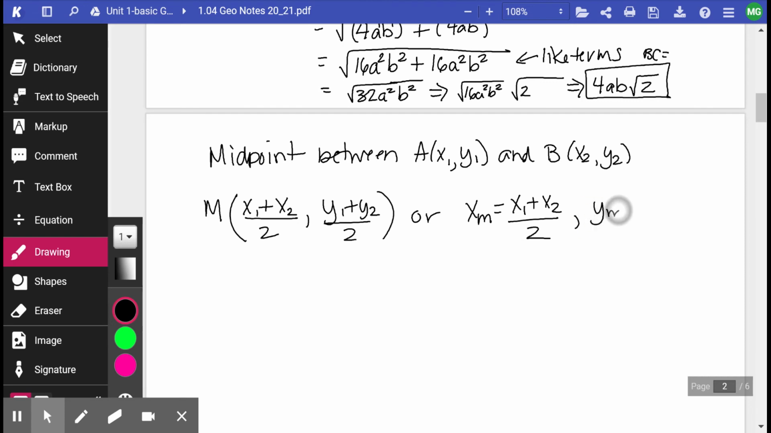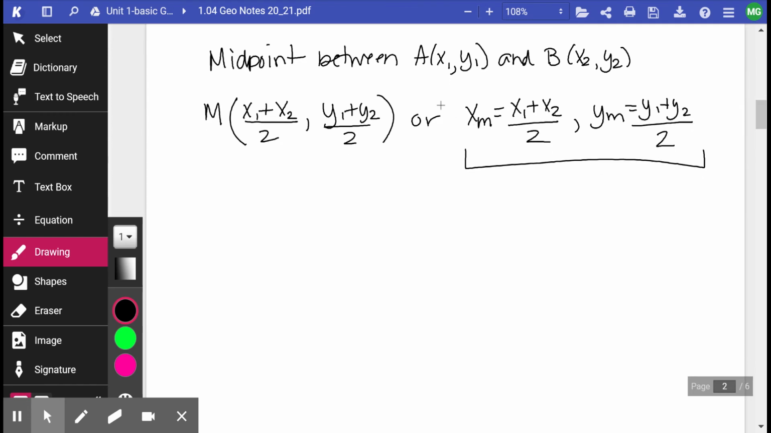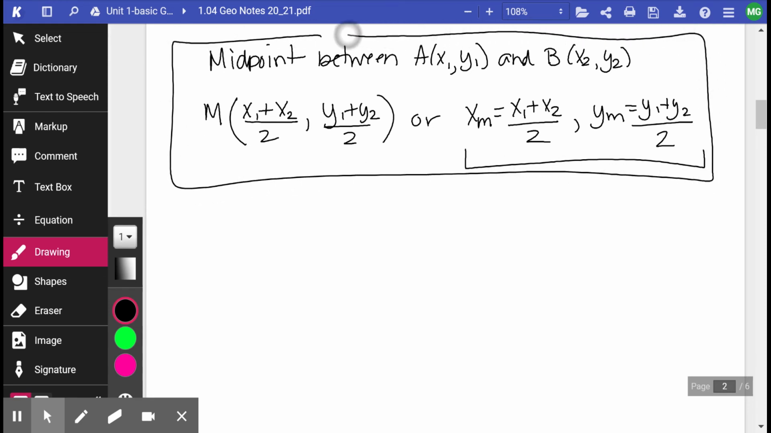And the y coordinate of your midpoint is equal to the average of your y's. So it's really the same formula. It's just the second one we're adding in, making it more of an equation, so it's easier to solve algebraically when we're given the midpoint, versus this one is faster if you're just given the two endpoints, not the midpoint.